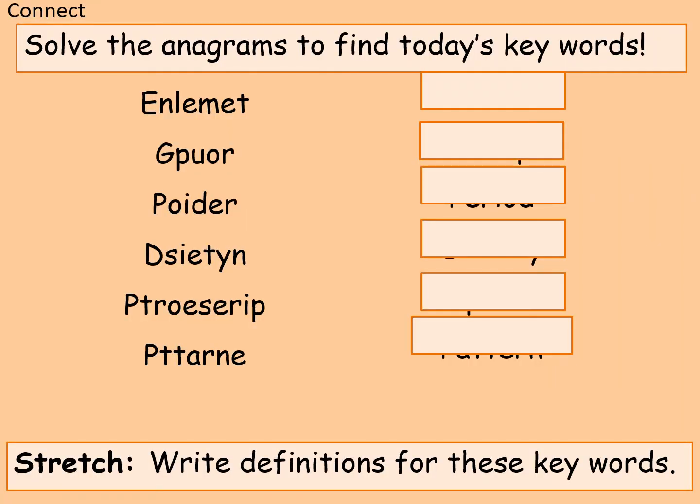Right, keywords today are these six. These are anagrams, so the letters have been jumbled up. Pause the video to try and identify what words you think they are going to be. Lots of them you will have seen before in previous lessons.